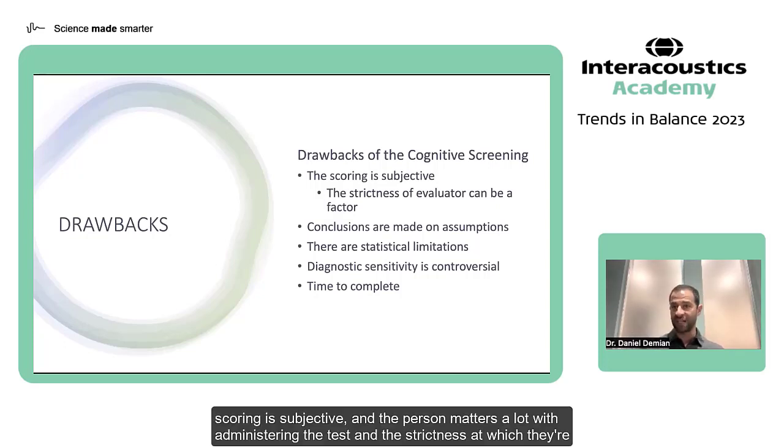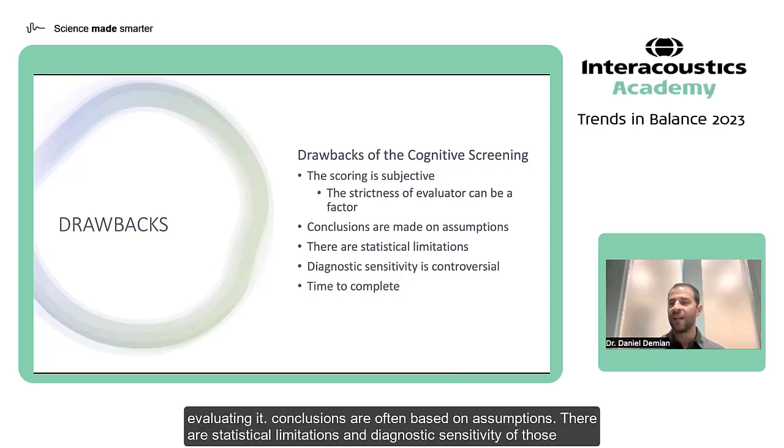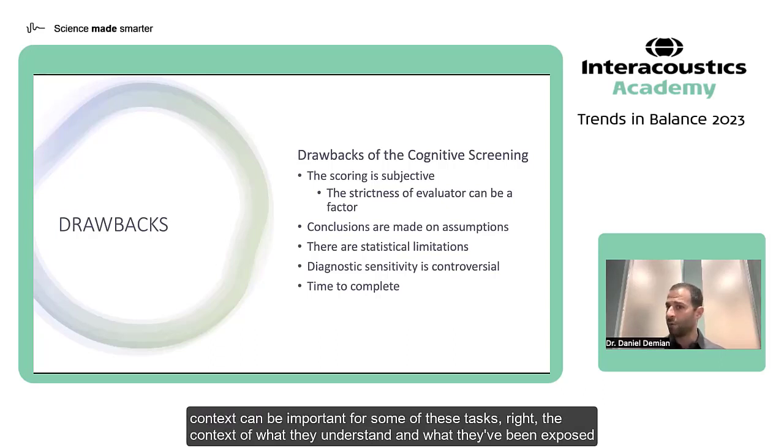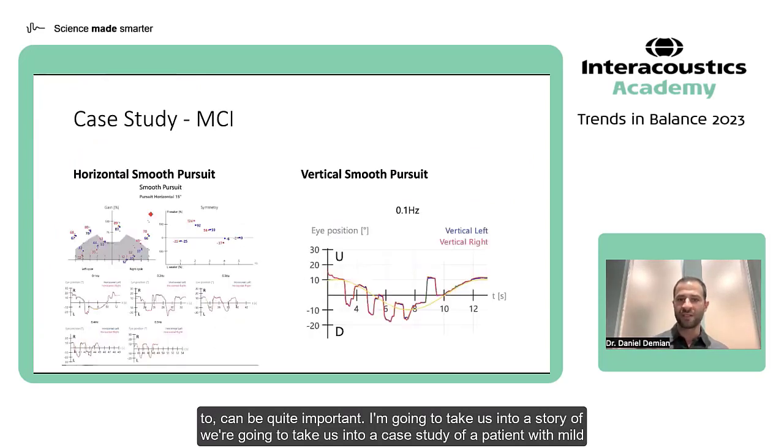The scoring is subjective, and the person matters a lot who is administering the test and the strictness at which they're evaluating it. Conclusions are often based on assumptions. There are statistical limitations, and diagnostic sensitivity of those between conditions is controversial. And as I mentioned before, sometimes they can take a significant time to complete. And context can be important for some of these tests, right? The context of what they understand and what they've been exposed to can be quite important.